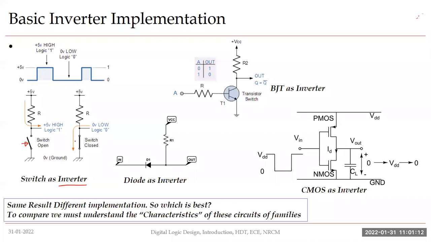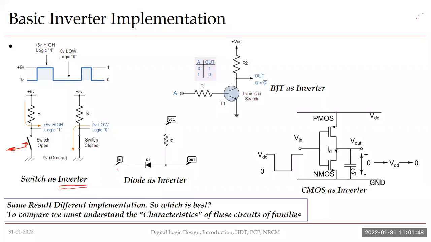Similarly, when I remove this switch or give a 0 signal, the plus 5 volts starts appearing at the output and the output goes high. That means when I give 0, the output becomes 1. Again, it is the operation of a basic inverter. Here we are using a switch as an inverter. Can I achieve the same thing using a diode? Yes. Here, instead of a switch, we have connected a diode.